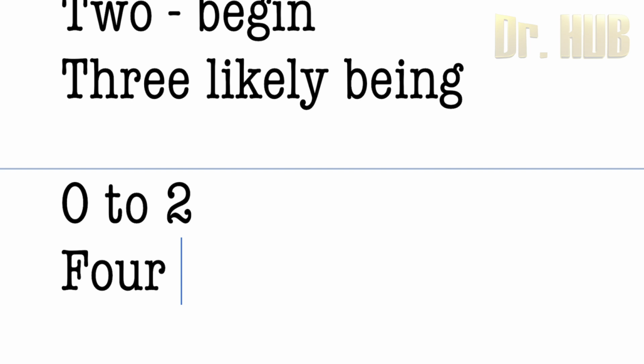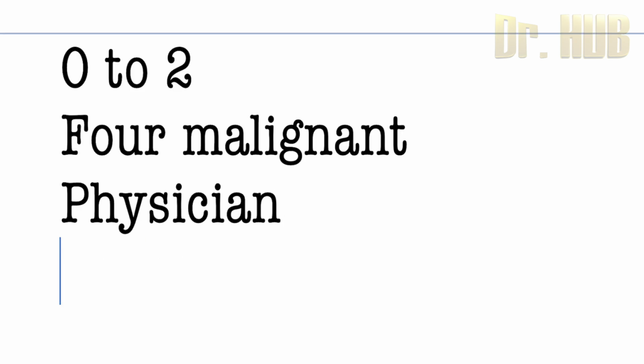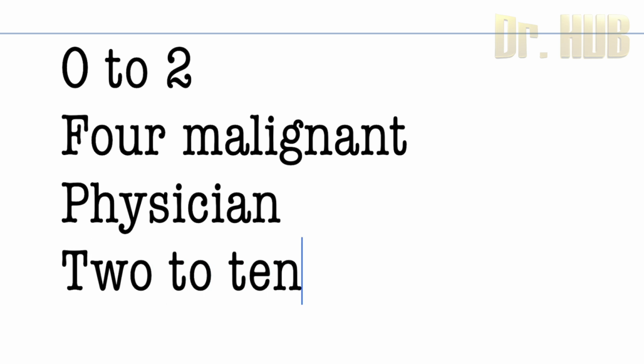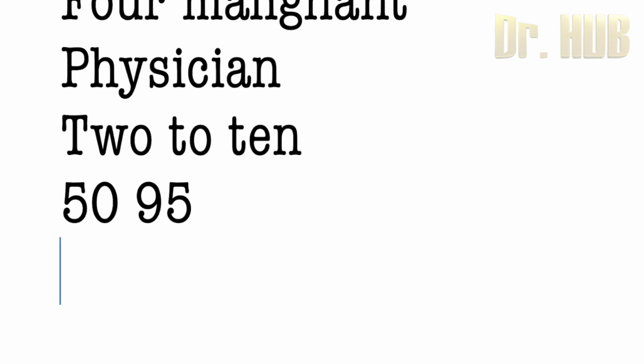Next comes 4. 4 means it is probably malignant, and a breast tissue biopsy is recommended by the physician. So 3 is probably benign, and 4 is probably malignant. Here, for 4A, 4B and 4C, the likelihood of cancer amounts to 2 to 10%, then 10 to 50%, and then 50 to 95%.